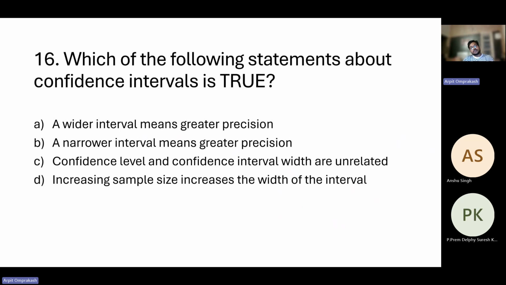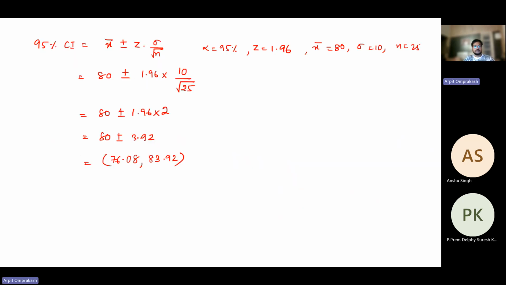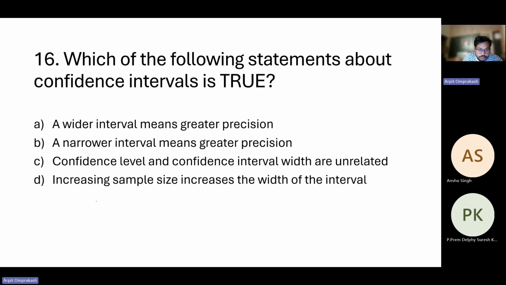Which of the following statements about confidence intervals is true? A wider interval means greater precision. A narrower interval means greater precision. Confidence level and confidence interval width are unrelated. Increasing sample size increases the width of the interval. So this is the formula for the confidence interval: x bar plus minus z into sigma by root n.